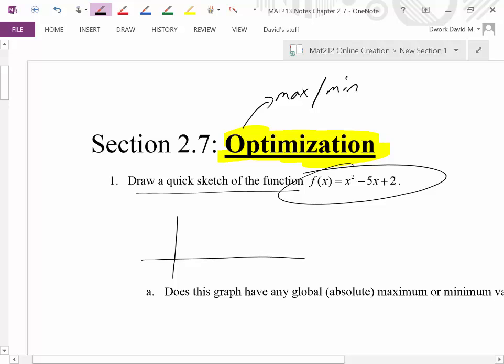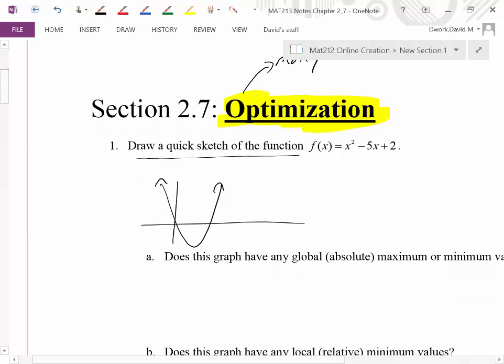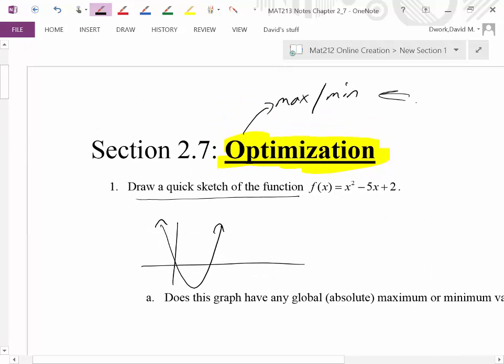It has degree 2 because it has an exponent of 2. So therefore, degree 2, which means it's a parabola. Positive leading coefficient, which is 1. So therefore, it's a parabola opening up. Now, I really don't care where it crosses the x-axis or whatever, just for a sketch, just to give us an idea, because what we're talking about in this section is max and min.